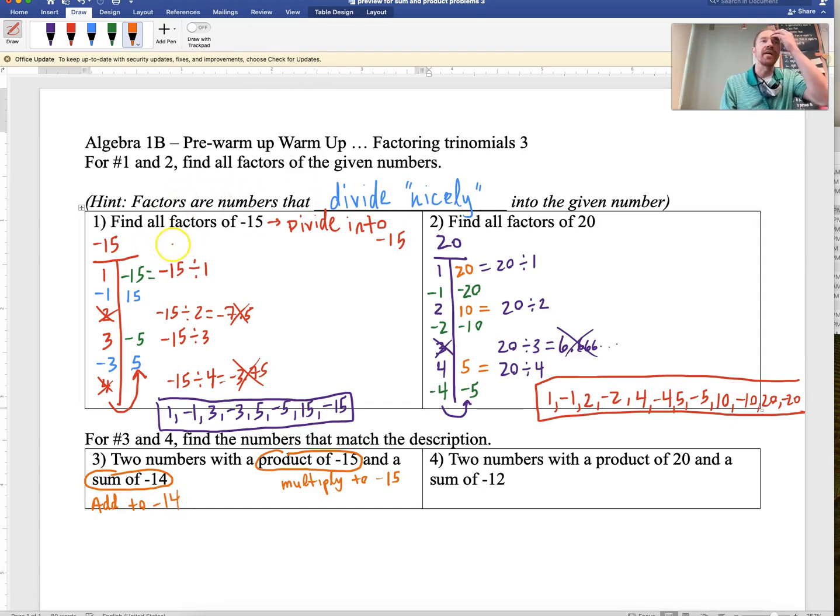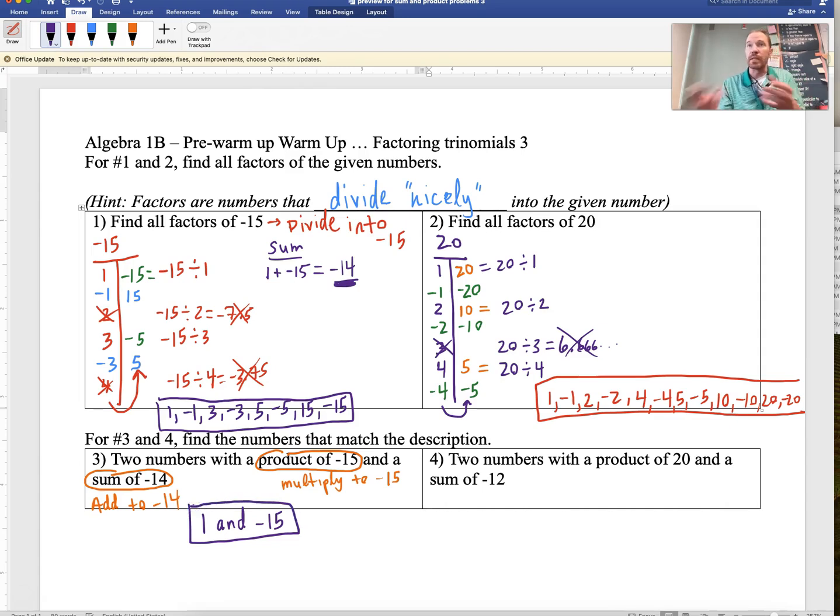Well, let's take a look. If I take all these pairs of numbers, if I go back to number 1 and look at the sums, we're going for a sum of negative 14, and it just so happens it's the very first pair of numbers we have. If you take the positive 1 and add the negative 15, you get negative 14. So I can stop. That's my answer. My numbers are 1 and negative 15. They have a product of negative 15. They have a sum of negative 14.